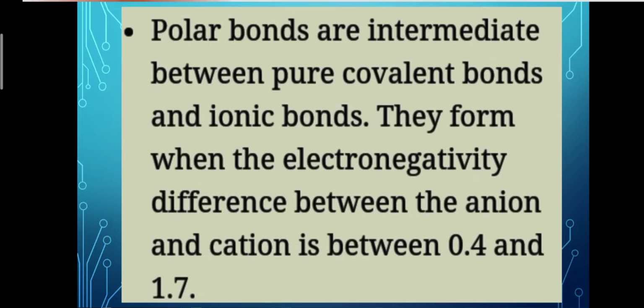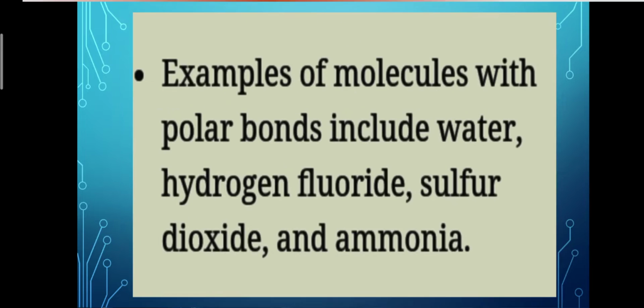They form when the electronegativity difference between the atoms is between 0.4 and 1.7. Examples of molecules with polar bonds include water, hydrogen fluoride, sulfur dioxide, and ammonia.